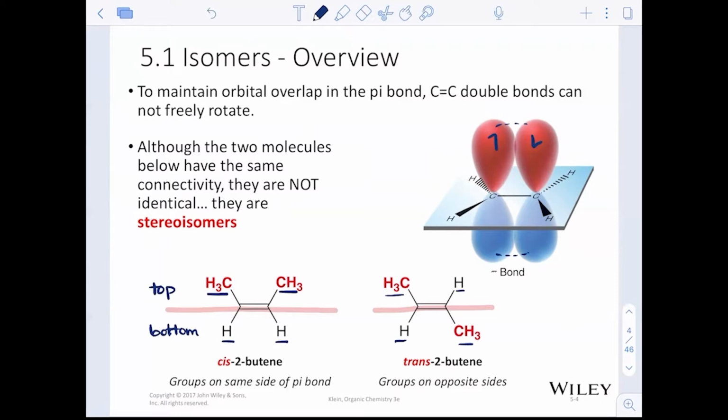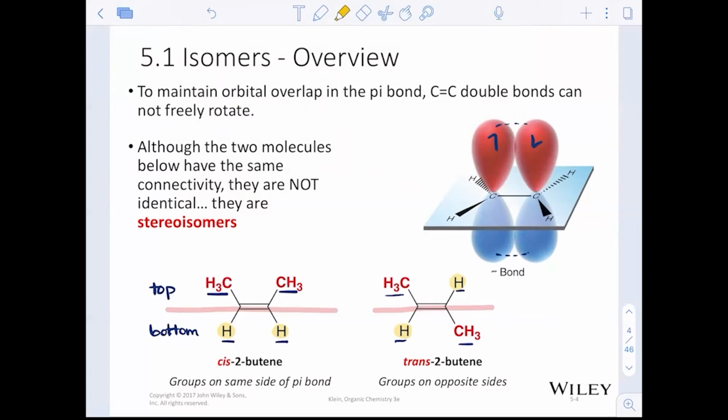Now, this only works for carbon-carbon double bonds if you have a hydrogen on each side. You have to have a hydrogen attached to each carbon of the carbon-carbon double bond.